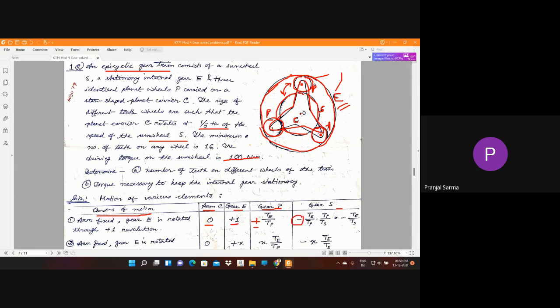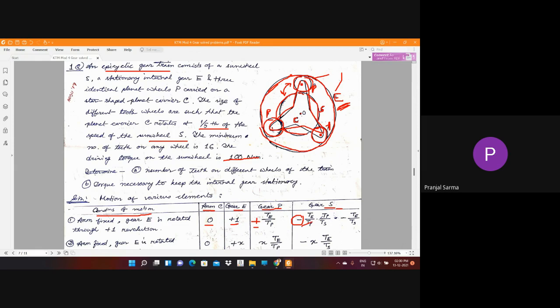Now how is the motion coming? Initially we gave motion to element E. From there we obtained motion at P, and now P becomes the driver for gear S. So there are two steps. For gear S, the motion of this element is negative of TE by TP into TP by TS.